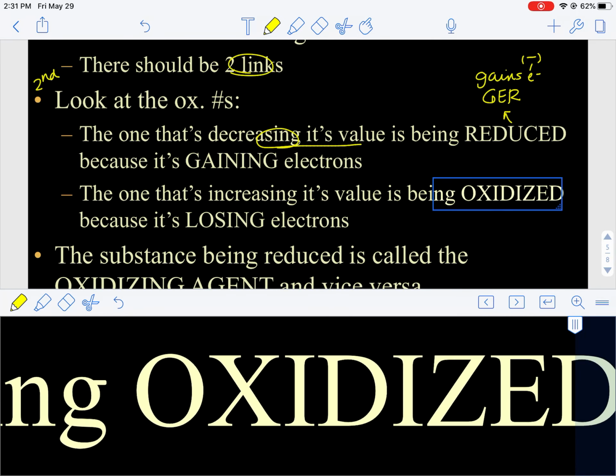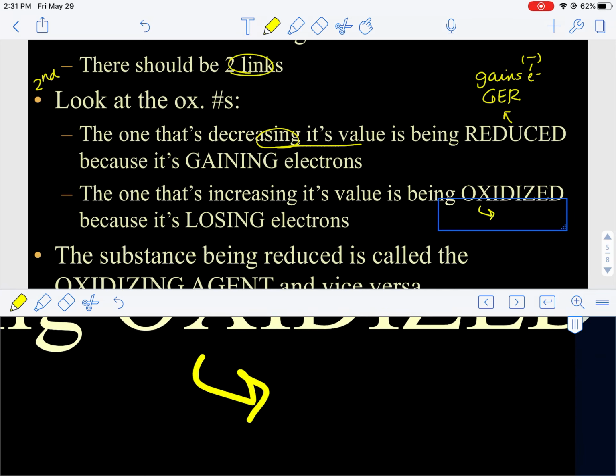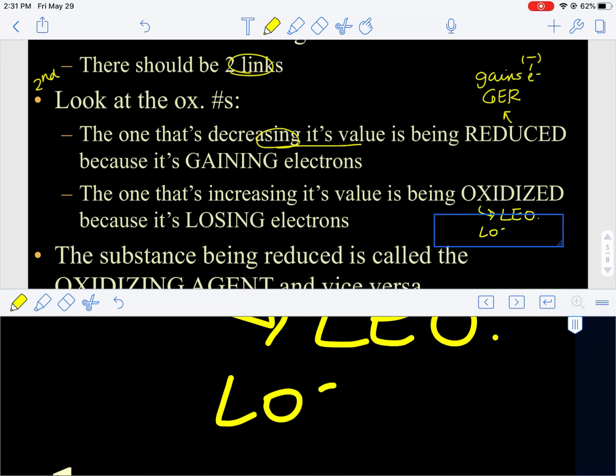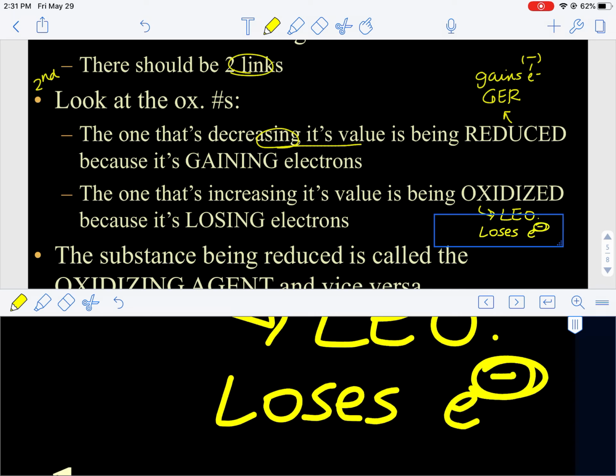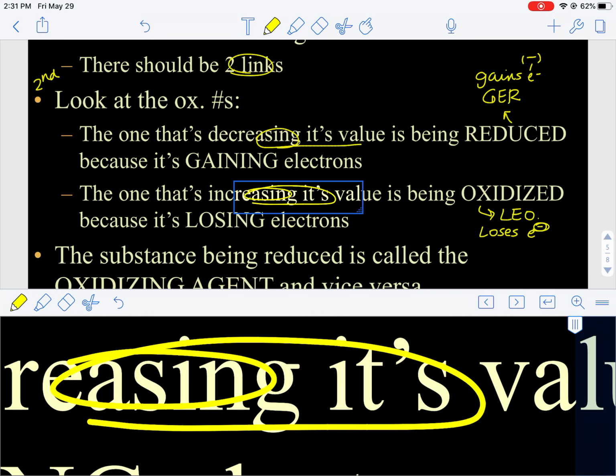Conversely, oxidized must be the other one. Oxidized is Leo, right? Loses electrons. Electrons are negative. If I'm getting rid of something that's negative, I'm becoming more positive. Becoming more positive is increasing its value.